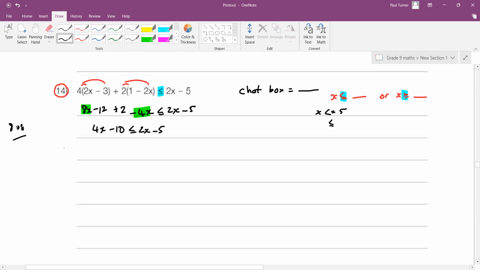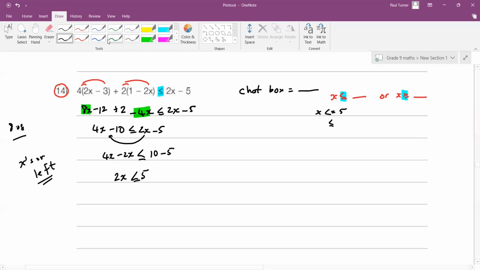Okay, so we try to get the x's on the left. You can put them on the right, but it's just more traditional. We usually have the variable on the left side. So put your 2x to this side. That would become minus 2x. So you'll have 4x minus 2x. And then put your minus 10 on the other side. That would become plus 10, minus 5. Remember to change the sign when you're moving your stuff around. So 4x minus 2x is 2x. 10 minus 5 is 5.